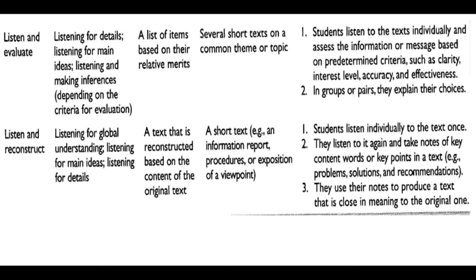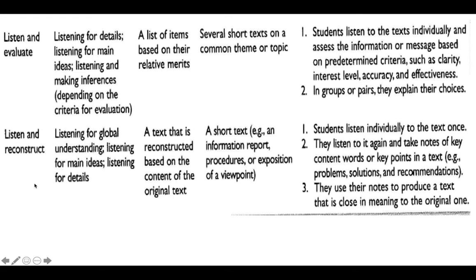Interest, 1, 2, 3, 4, 5, 1 being the lowest in interest and 5 being the highest in interest. Effectiveness, do you understand? And then they have to rate based on what they have listened to. And then when they get into groups, they explain why they rated it at that level. All right, so that's what they have there.